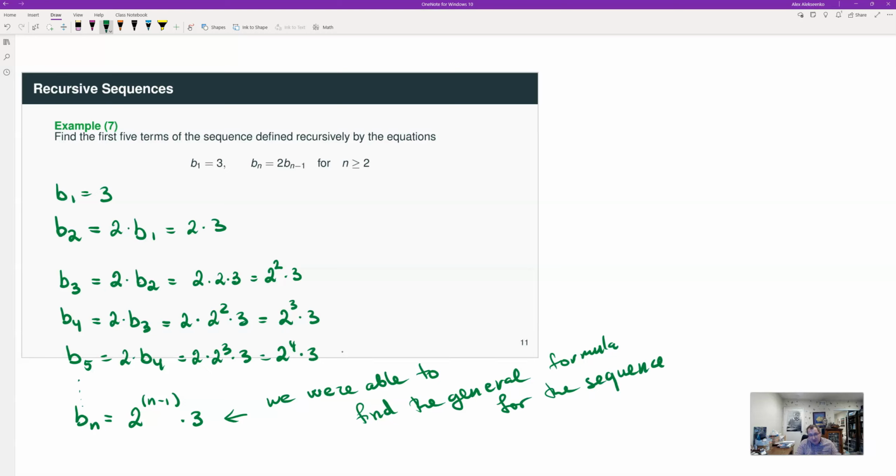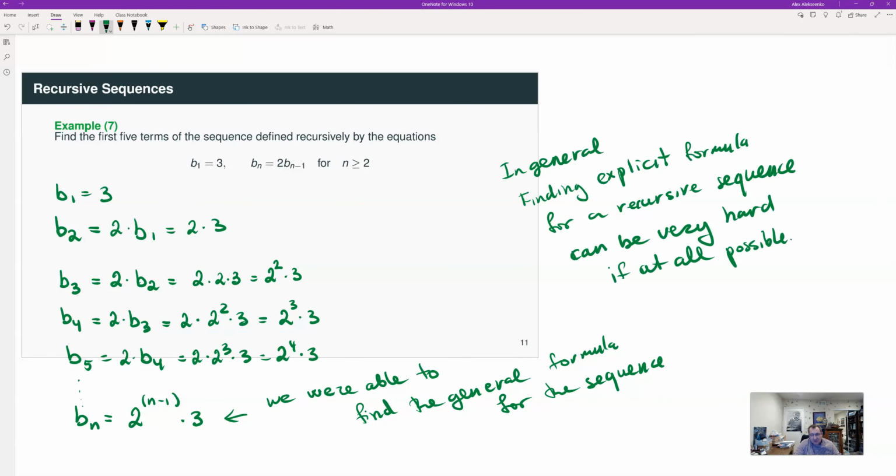Now, it is not always possible to guess a general formula. If we look at the previous example, it would be much, much harder to find the answer, although the answer actually exists. It's just much trickier to find it. But in general, if the sequence is given recursively, there is no guarantee that we can produce a formula. There are many, many sequences that we can define recursively, but the general formula for them is not known.